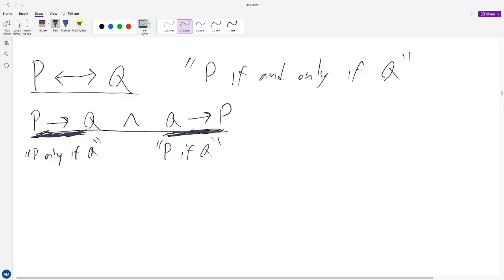And then P only if Q means P can't happen without Q. So that's saying if P happens, then Q must also happen. That's why we have P only if Q. And then this is the and right here. So we have P if and only if Q. That's where that comes from.